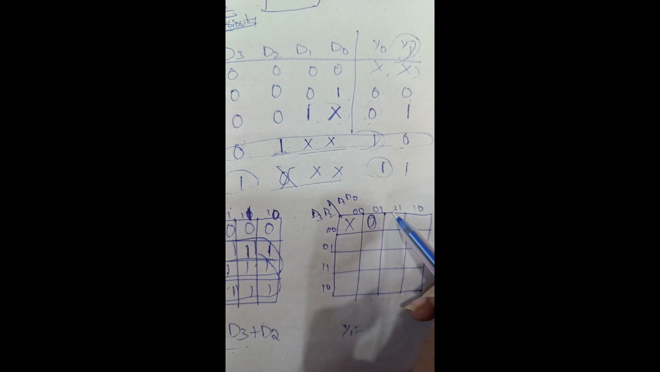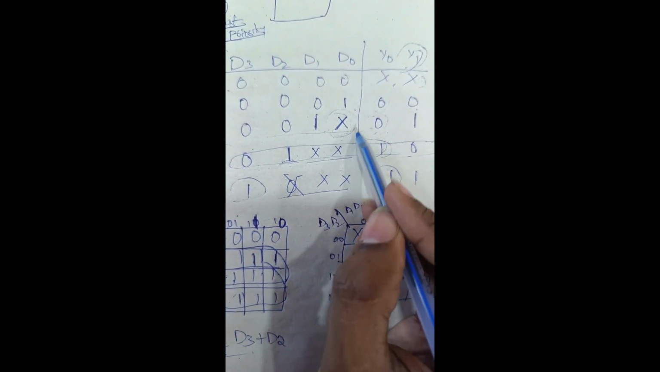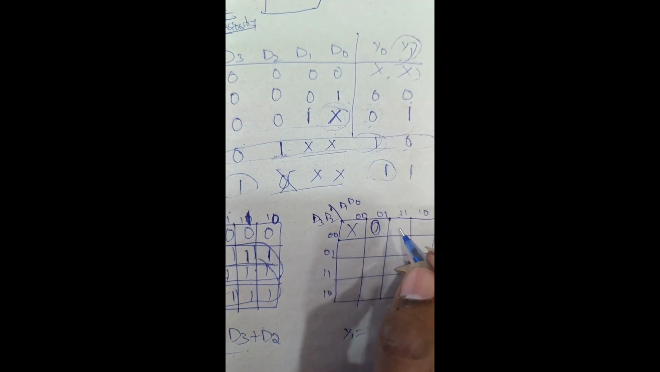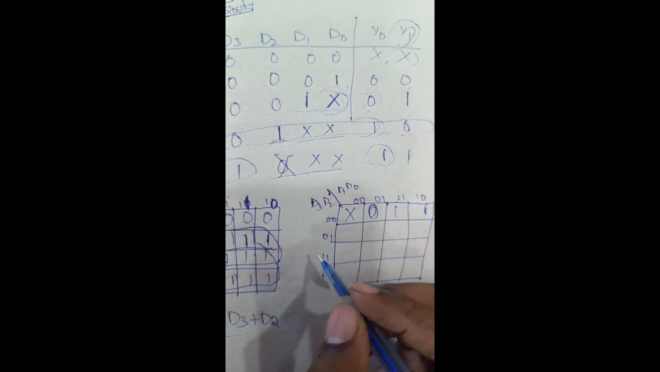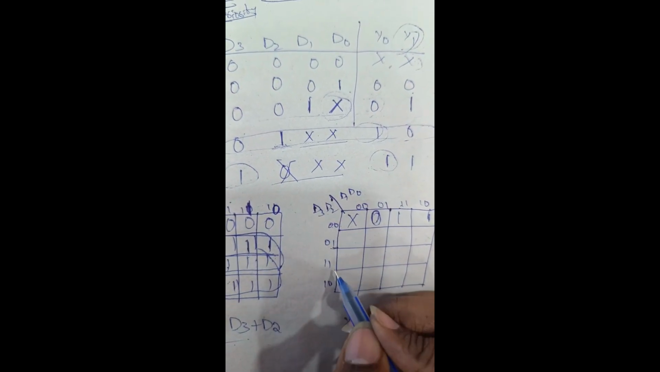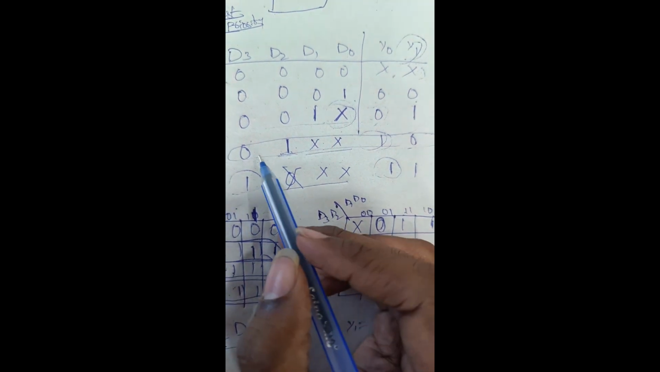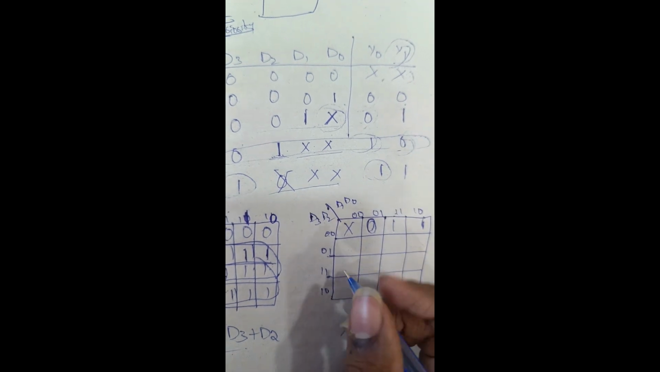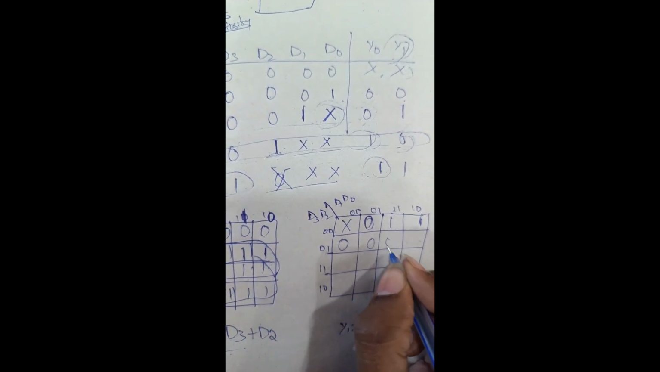Here the input D1 will be 1. So irrespective of the D0 input, the output will be again 1. So 1 and 1. Here you can observe that again D2 is logic 1. So D2 is logic 1, so irrespective of the other input, the output will be logic 0. So 0 0 0 0.